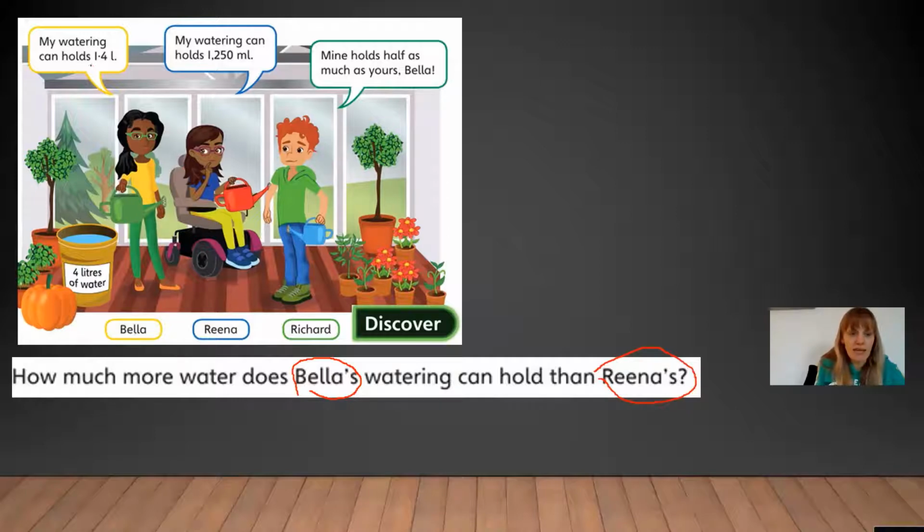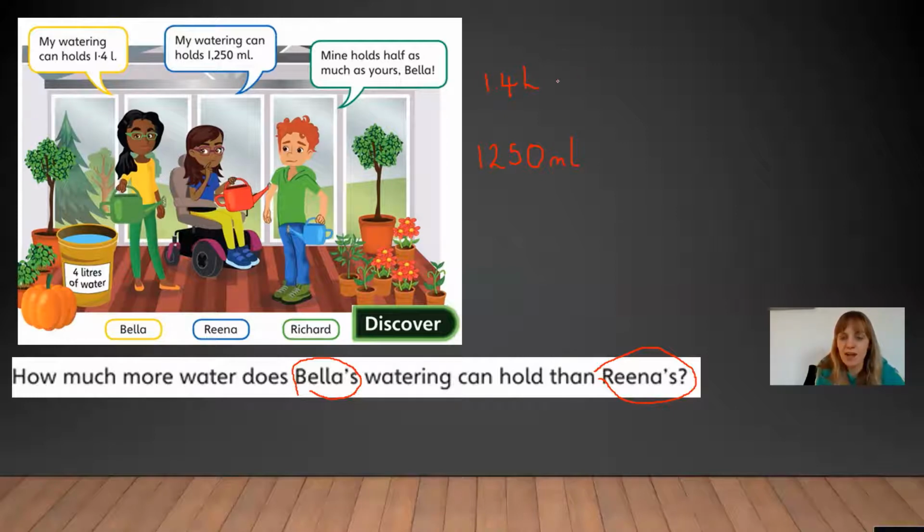Now, Bella's watering can holds 1.4 litres, okay? And Rena's watering can, she says hers holds 1,250 millilitres. Now, bearing in mind what I've just said, the units are different, so we can't calculate it. Now, it's often easier to turn these into the smaller units, because often if we're dividing or we're taking away, it does make our life a little bit easier.